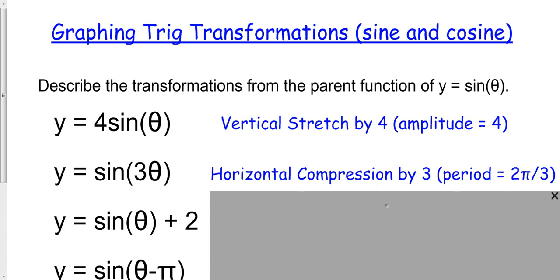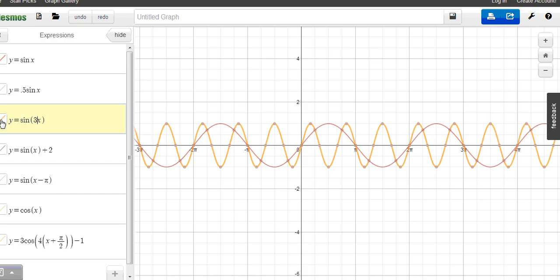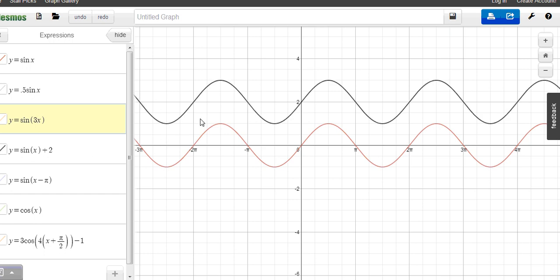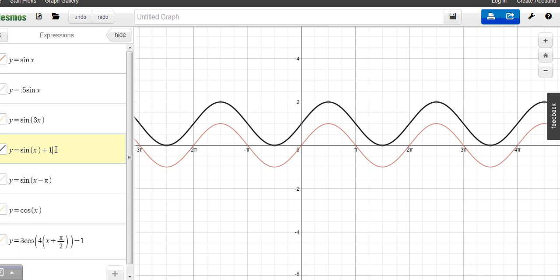Okay, let's take a look at the next one, sine theta plus 2. So I'm going to unhighlight that one. Let's look at sine theta plus 2. Okay, so now it appeared and it looks like it's just hovering up above it. So the plus 2, I'm guessing, moves it up 2 because it looks like the exact same sine wave, except it's 2 above it. So I'm pretty sure that's right. Let's do plus 1. Yep, that's just 1 up above it.